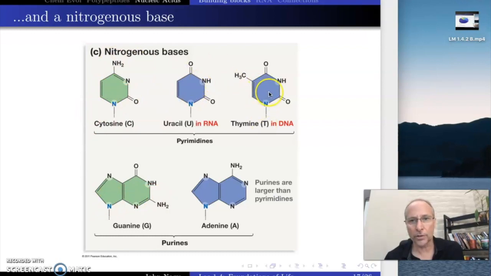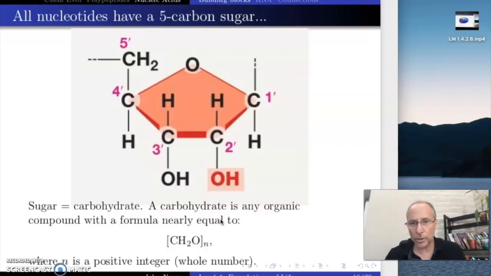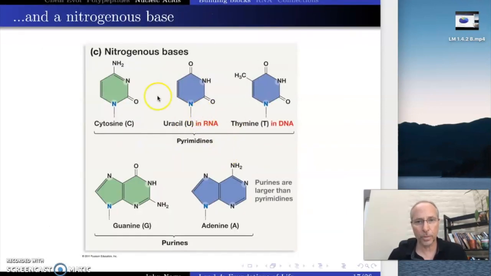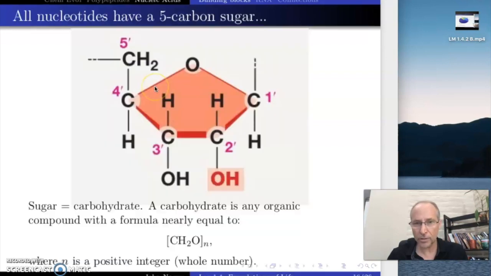This is uracil and thymine. All of these form what are called pyrimidines, and then the purines are guanine and adenine. Again, remember, these are not the only types of bases that can go here on carbon number 1, but they're the important ones for what we're going to be talking about here in just a moment. All right, so those are various bases.